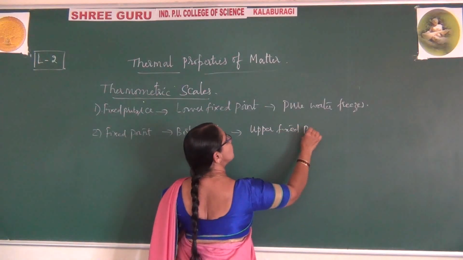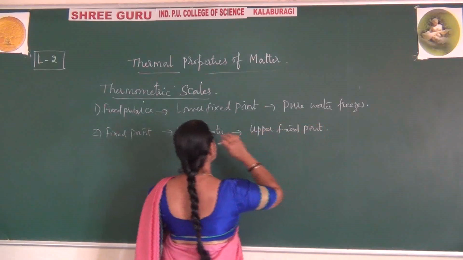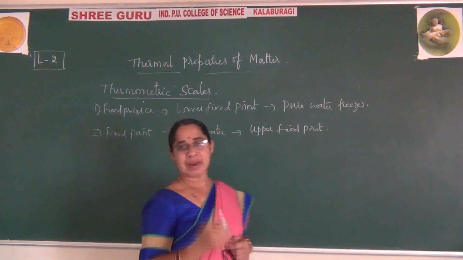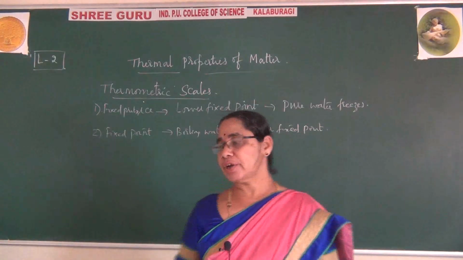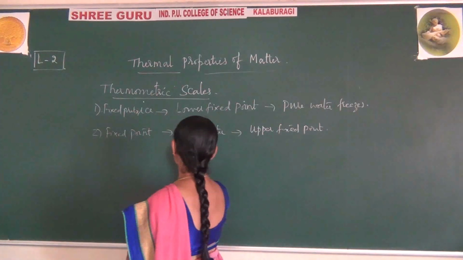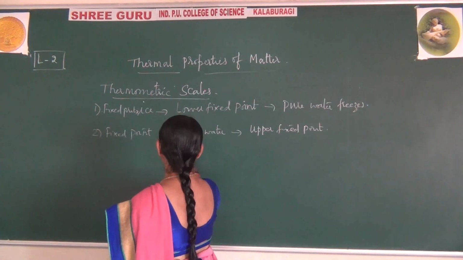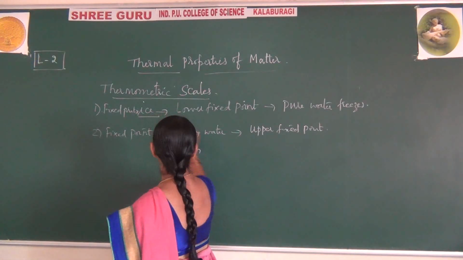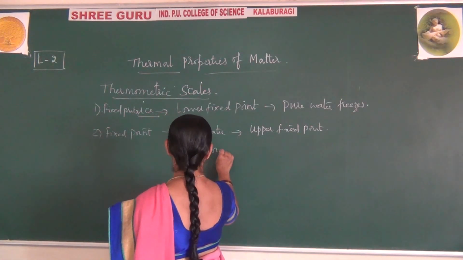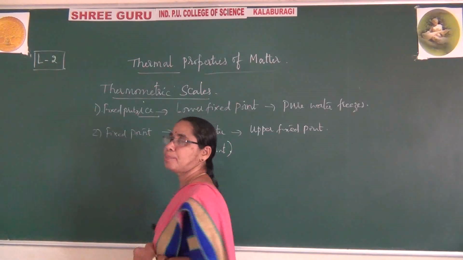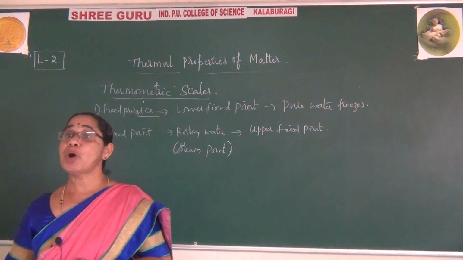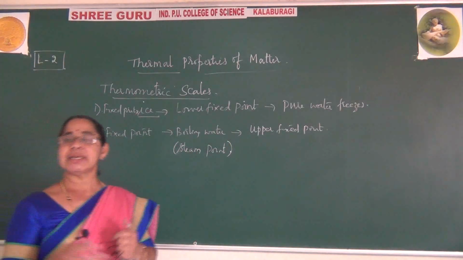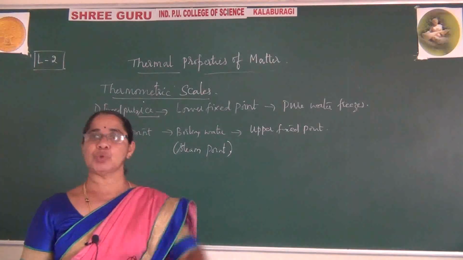Upper fixed point, nothing but the boiling water, nothing but the steam level you can say. Steam point also you can say for this boiling water. This is the ice point and this is the steam point. Right? Steam point is also called as the point where the pure water boils, and that temperature remains the same throughout.